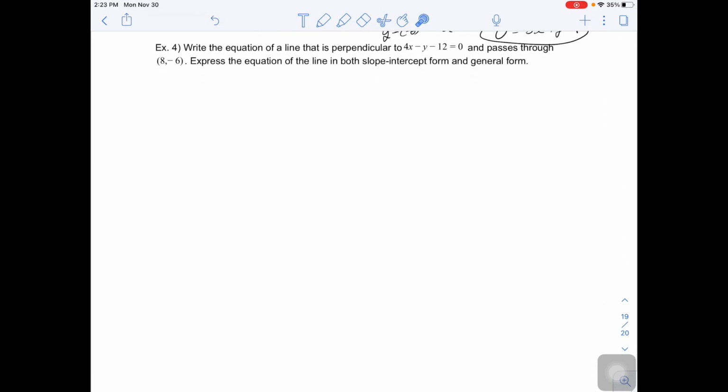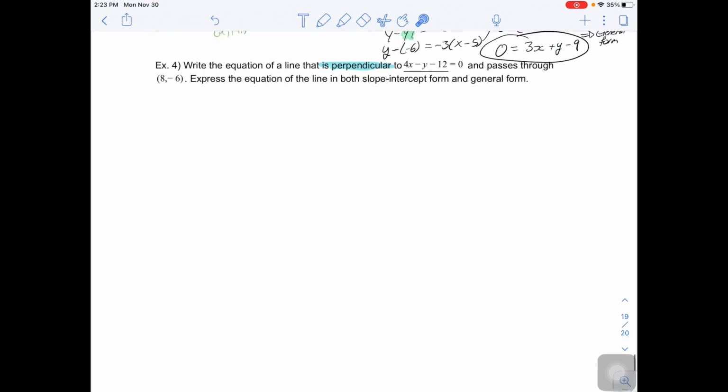So let's do one more example, and this will be example 4. But in this case, we want to write the equation of a line that is perpendicular. So we're not dealing with parallel anymore, we're dealing with perpendicular to the equation 4x minus y minus 12 equals 0. And this line will pass through 8 and negative 6. So again, it wants it to be expressed in slope-intercept form and in general form.